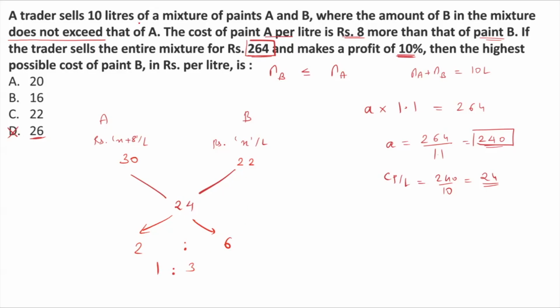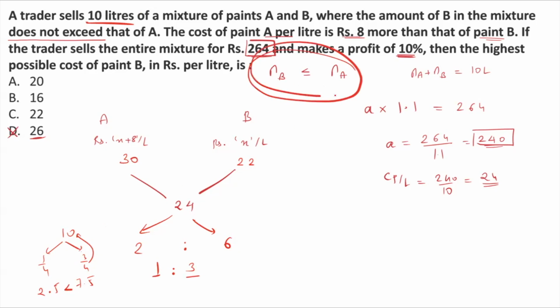That means if you take a total of 10 liters of the mixture, out of the 10 liters, 1/4 will be the mixture A and 3/4 is the mixture B. 3/4 of 10 is 7.5. 1/4 of 10 is 2.5 here. The quantity of B is greater than A, but we already know from the question that the quantity of B is less than or equal to A. So option C is also not possible.